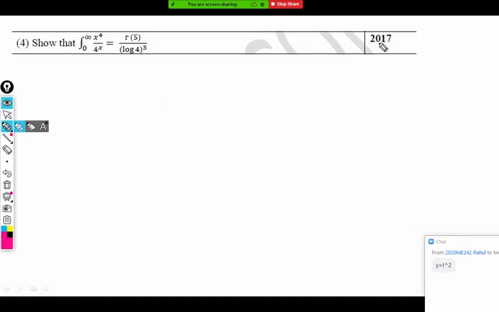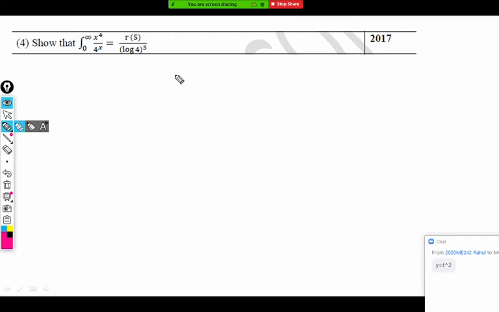This question was asked in 2017 and this is a particular case of the previous example. What is the answer written? Gamma 5 divided by log 4 raised to 5 is the answer here. Gamma 5 divided by log 4 raised to 5. Complete it on your own.